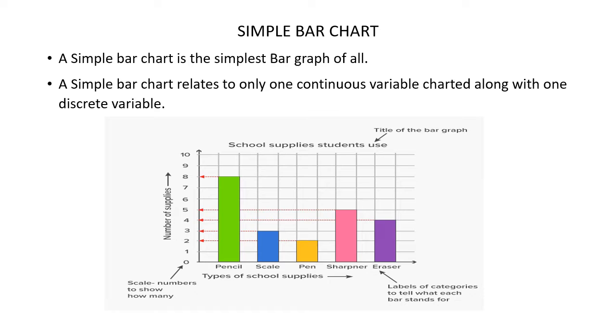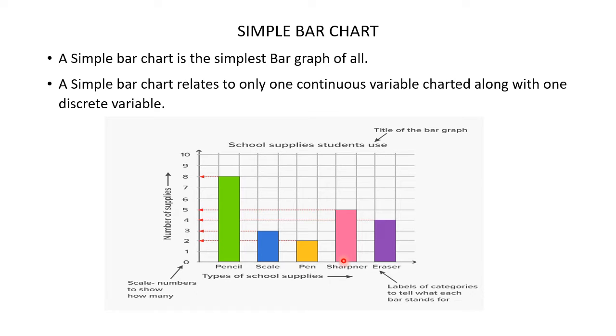This shows that 8 types of pencils are used by the students. Now the bar which represents the scale corresponds with the number 3. This shows that 3 types of scale are used by the students. Now the bar which represents pen corresponds to the number 2. This shows that 2 types of pens are used by the students.